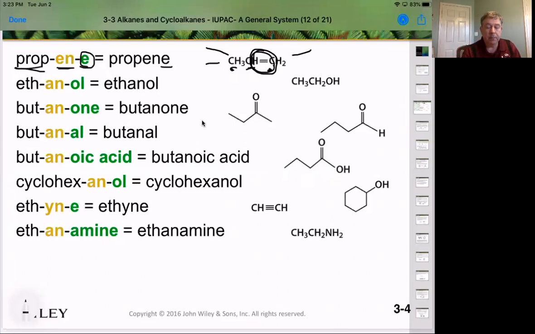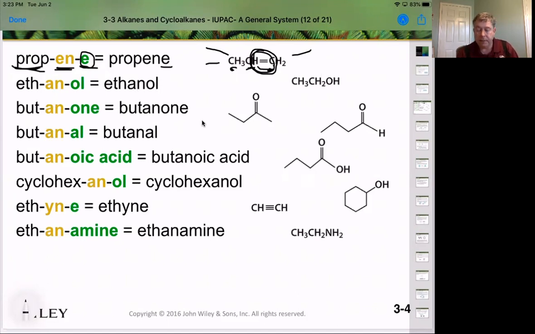So prop is the number of carbons. Ene tells us we have a double bond. And the E at the end tells us we only have carbon and hydrogens. So prefix, infix, and suffix.